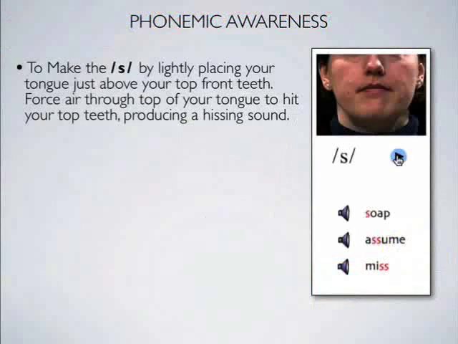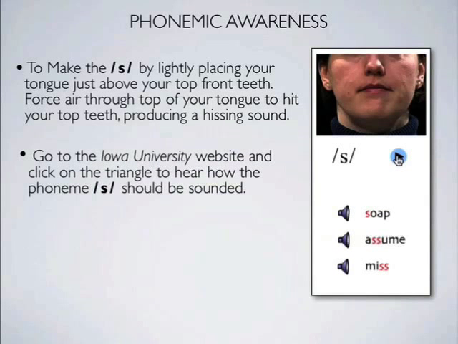Make the s sound by lightly placing your tongue just above the top front teeth. Force air through the top of your tongue to hit your top teeth, producing a hissing sound. Go to the Iowa University website and click on the triangle to hear how the phoneme s should be sounded.